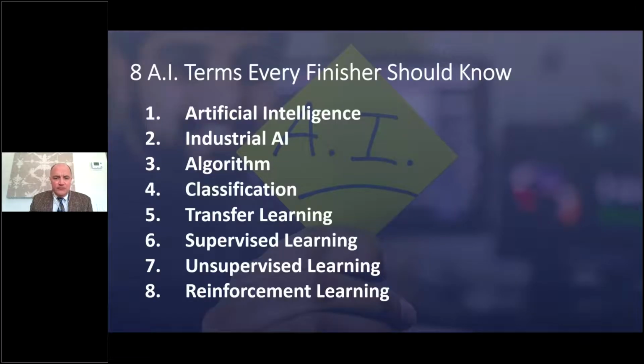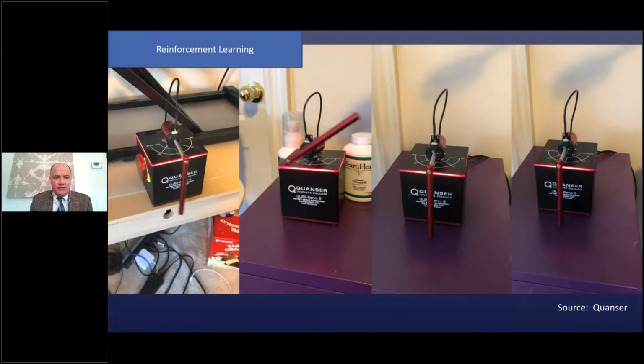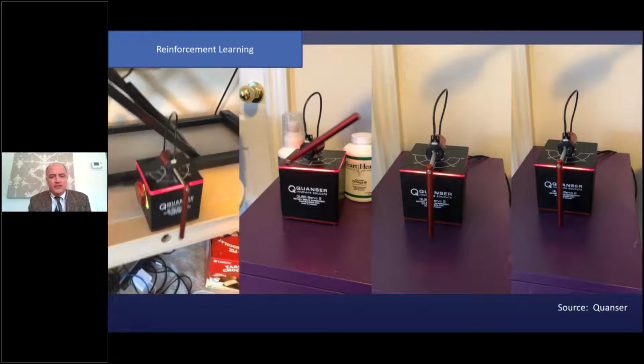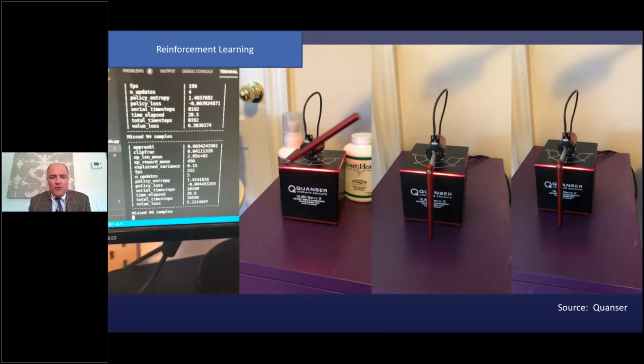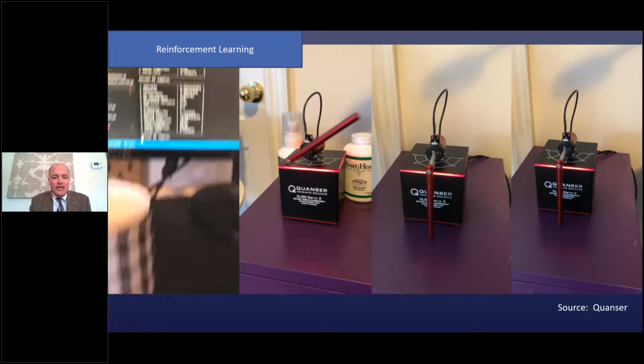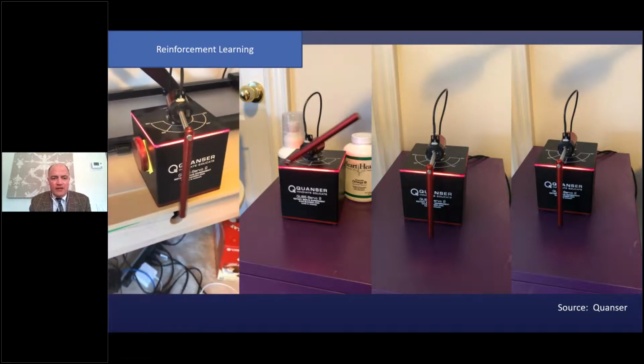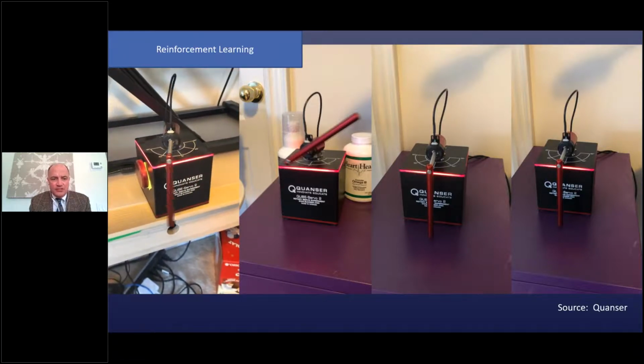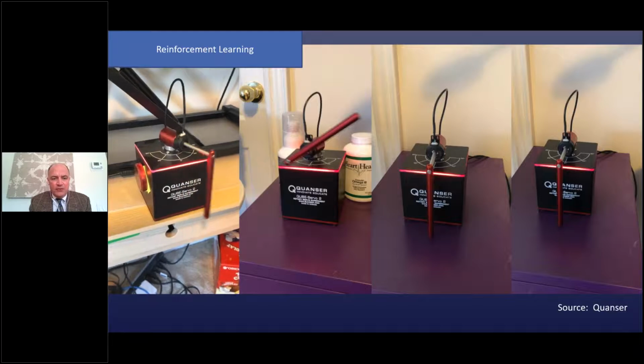Finally, in terms of the terms that we should all know, this is reinforcement learning. So this is pretty cool. Another project I worked on with Quanser. This is what we call a Cube Servo. So it's a servo motor. And what we want that servo to do is to stand that pendulum straight up. And so we tell it we want it to stand straight up.